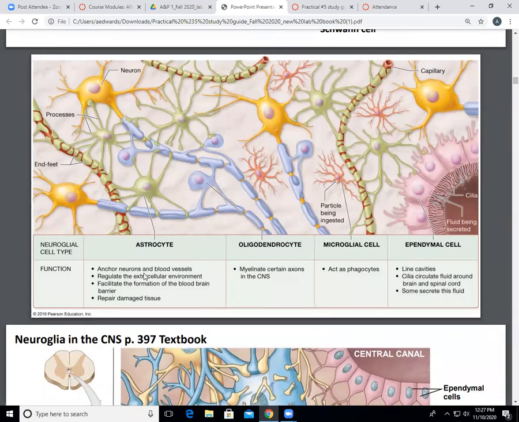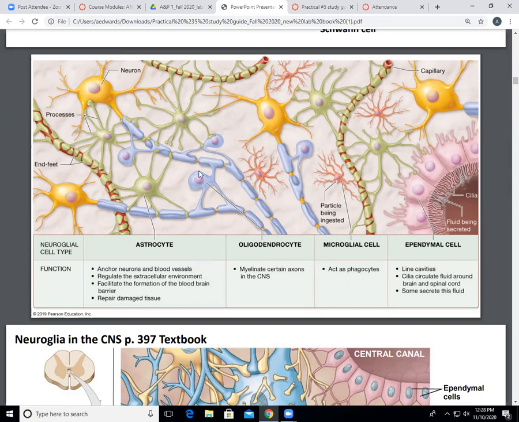Astrocytes look kind of like a star, right? Astrocytes. And they are anchors for neurons and blood vessels. They're going to regulate your extracellular environment outside your cells. They're going to facilitate formation of the blood-brain barrier, so keeping blood separate from your brain tissue. And they help repair damaged tissues in your central nervous system.